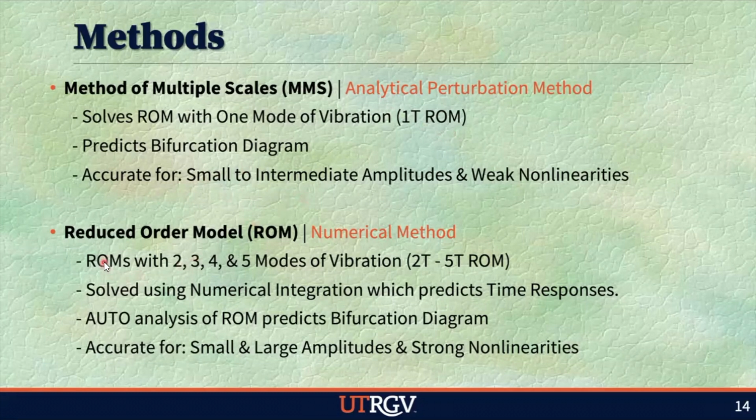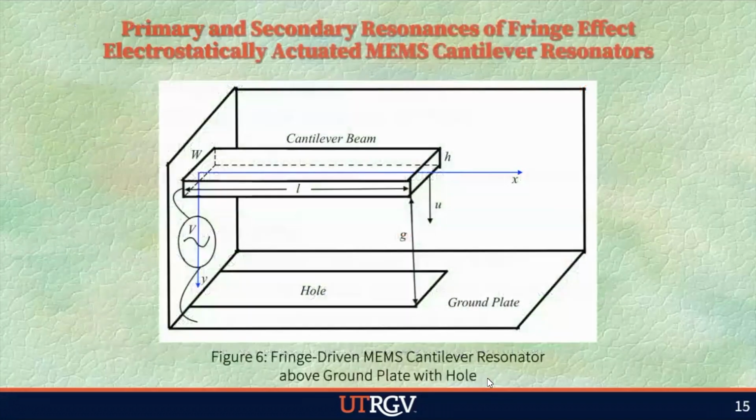On the other hand, the reduced order model, or ROM, is a numerical method which uses numerical integration to predict time responses up to 5 modes of vibration. Unlike MMS, ROM is accurate for small and large amplitudes, as well as strong nonlinearities. This shows a schematic of the MEMS design being researched. Again, the cantilever is being driven by the fringe effect only due to the hole in the ground plate.